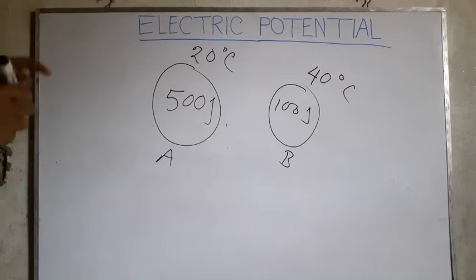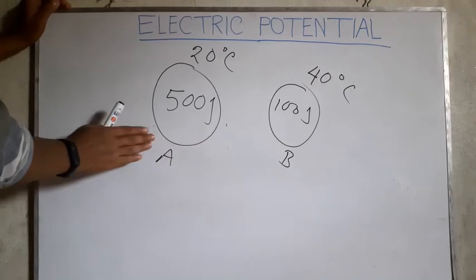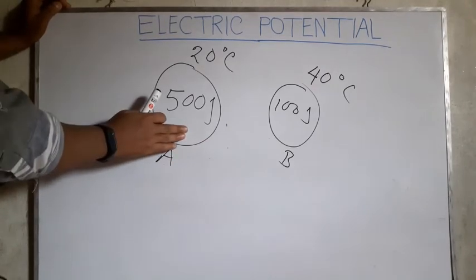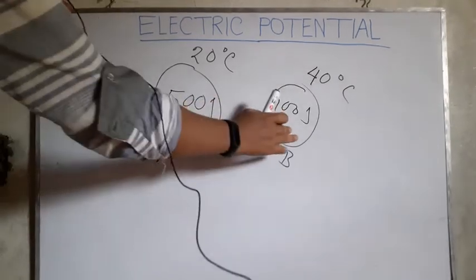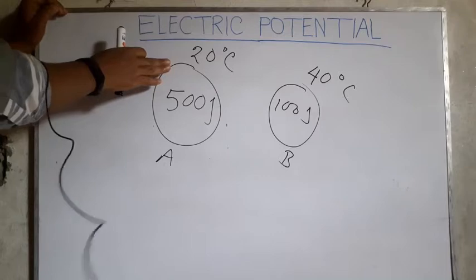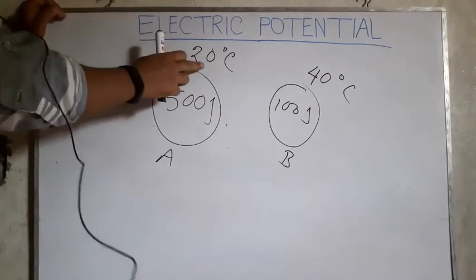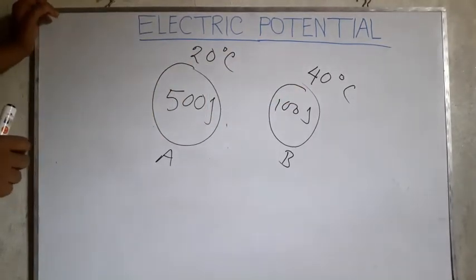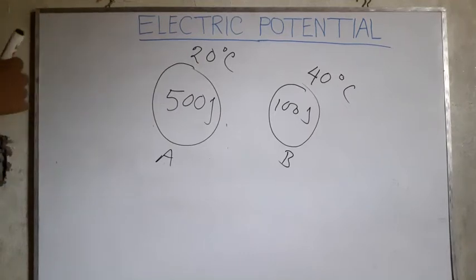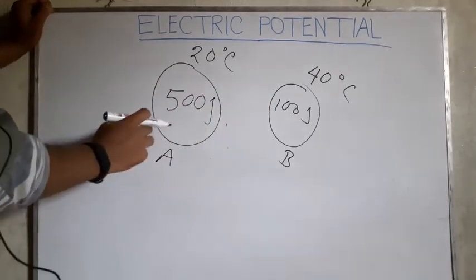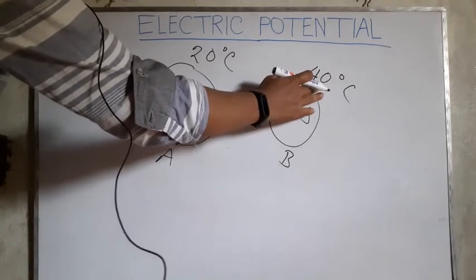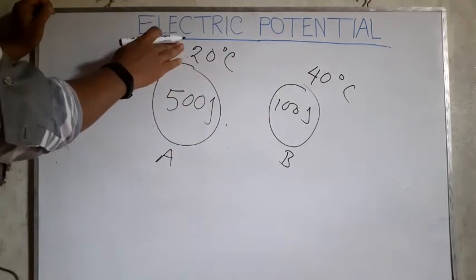Here the amount of heat in the body A is more than the body B, and the temperature of the body B is more than the temperature of the body A. Here 20 degrees Celsius temperature and here 40 degrees Celsius temperature. If we connect these two bodies, then in which direction will heat flow, from A to B or B to A? Here temperature is 40 degrees Celsius, higher temperature, here temperature is 20 degrees Celsius, that is lower temperature.